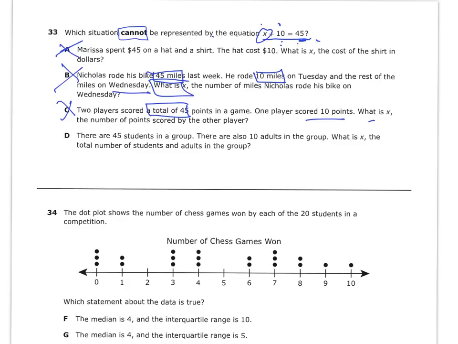So that will work. There are 45 students in a group. There are also 10 adults in the group. What is the x of... No. That will not work. Okay, because you couldn't add... There are 45 students and 10. That would make your total be more than 45. Okay, so that was easy.